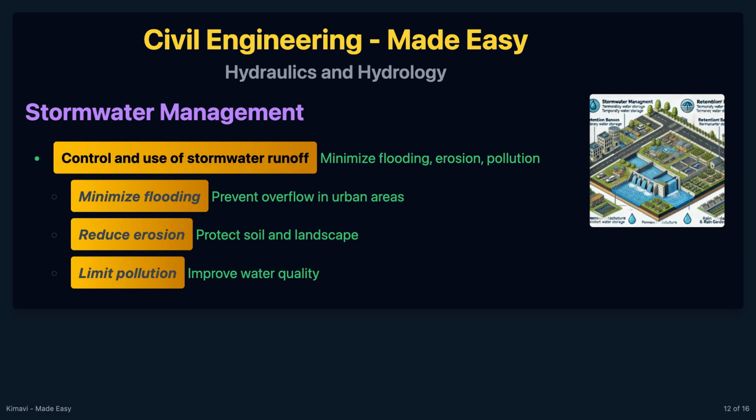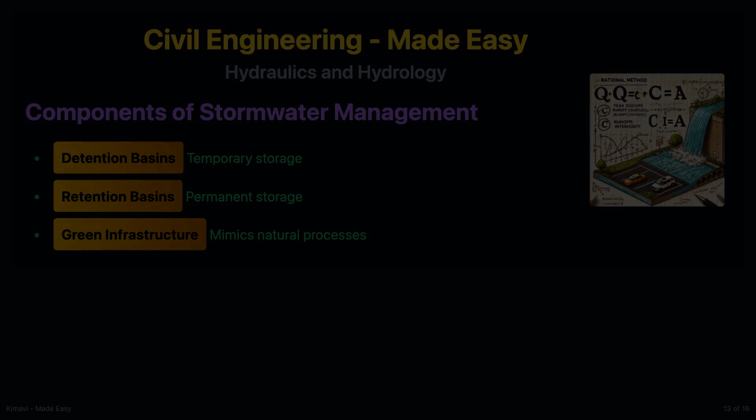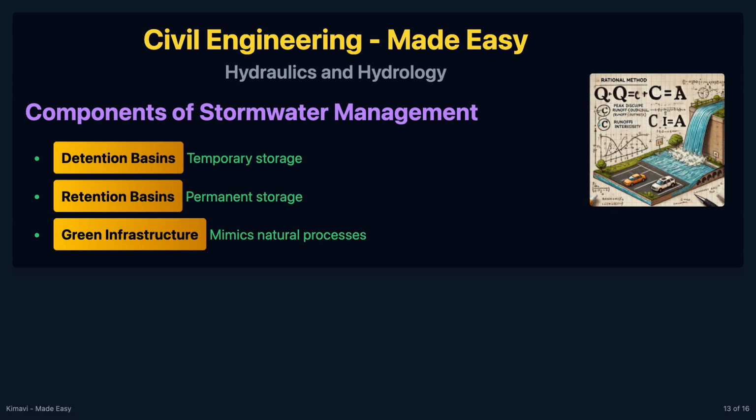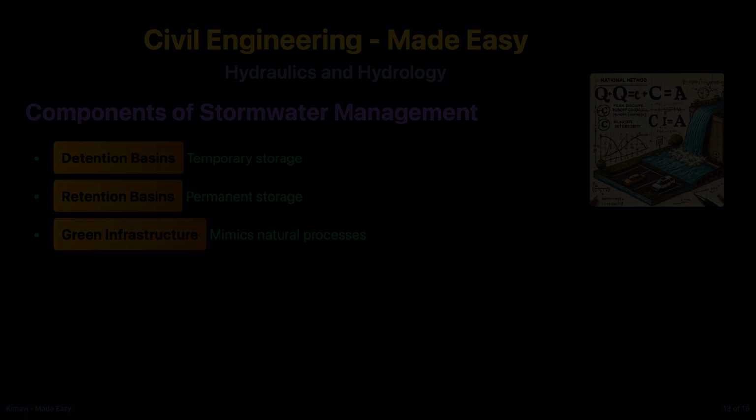Stormwater management involves controlling and using stormwater runoff to minimize flooding, erosion, and water pollution. Key components of stormwater management include detention basins, which temporarily hold stormwater and release it slowly, retention basins, which hold stormwater permanently, allowing it to infiltrate into the ground, and green infrastructure, which includes practices like green roofs, permeable pavements, and rain gardens that mimic natural processes to manage stormwater.